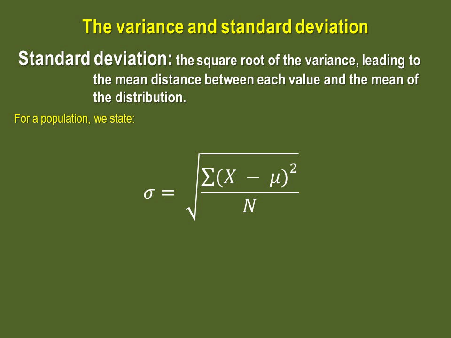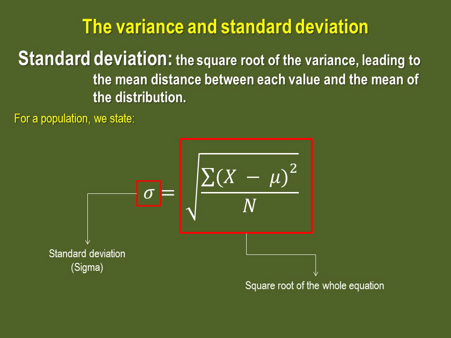As we know already, the standard deviation is simply the square root of the variance, which leads to the main distance between each value and the mean of the distribution. As such, the only differences in the equation is the symbol for standard deviation, which is now sigma and not sigma squared as it was for the variance, and the square root, which, in the way it is noted, square roots the whole equation.